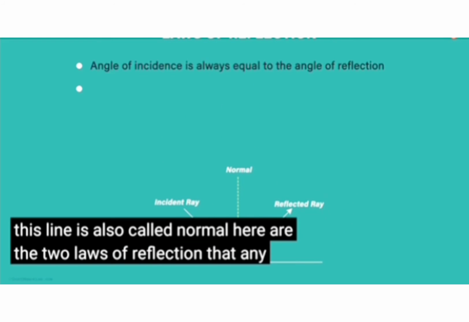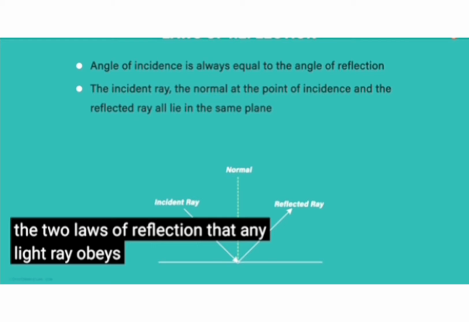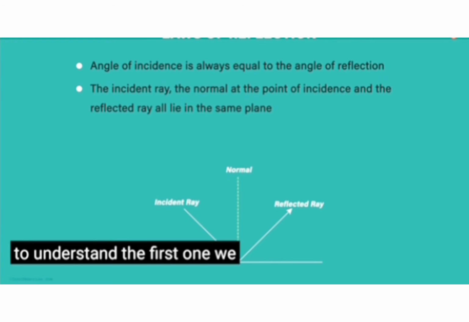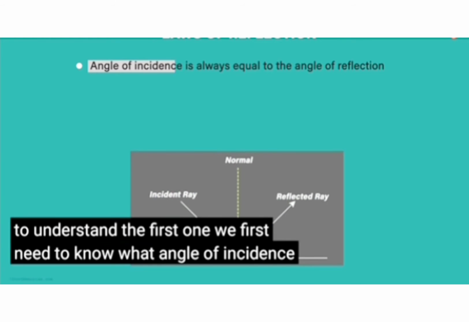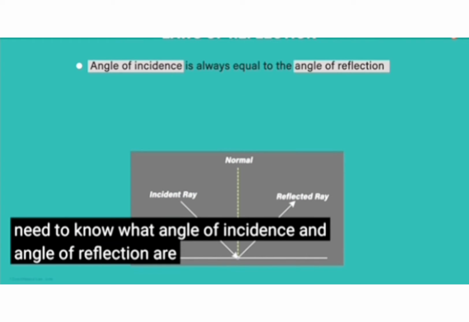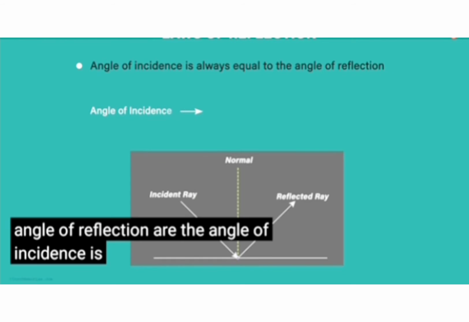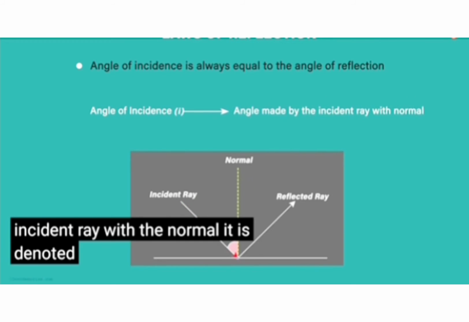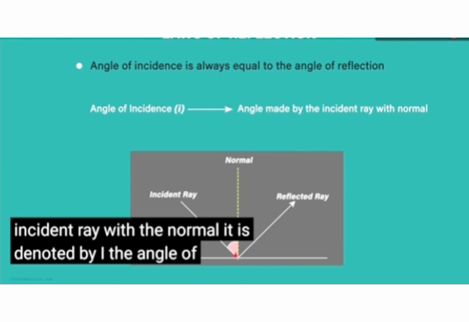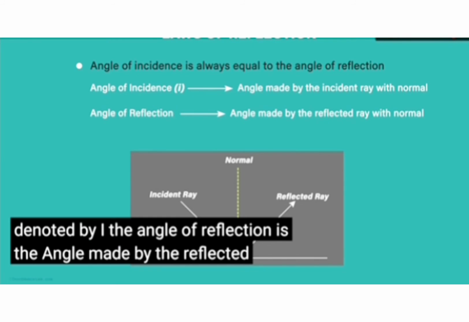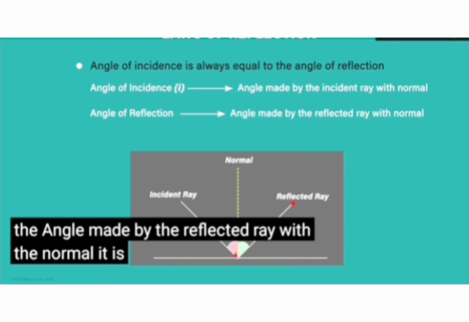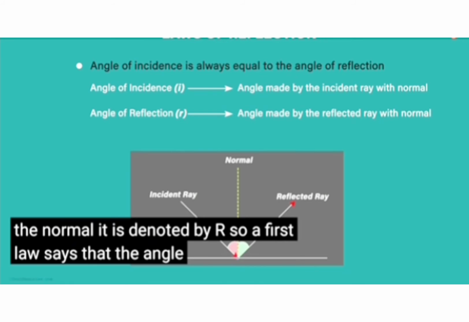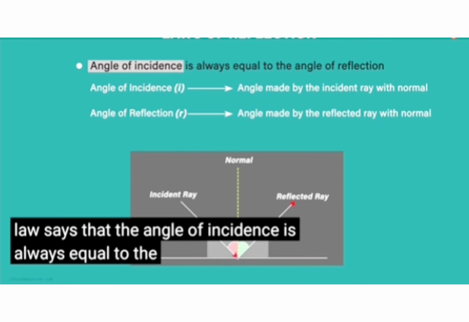To understand the first one, we first need to know what the angle of incidence and the angle of reflection are. The angle of incidence is the angle made by the incident ray with the normal. This is denoted by I. The angle of reflection is the angle made by the reflected ray with the normal. It is denoted by R. So our first law says that the angle of incidence is always equal to the angle of reflection, that is, angle I is equal to angle R.